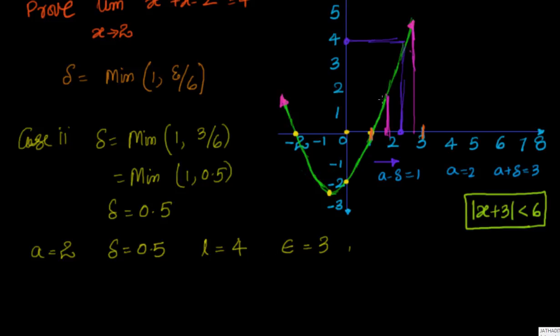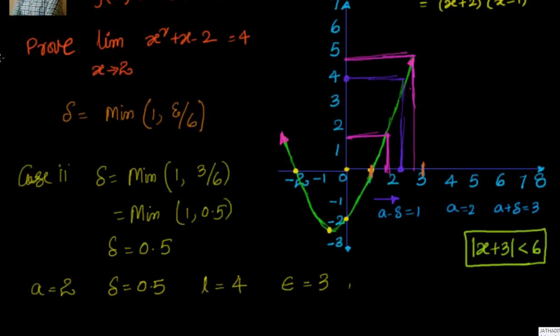Now this f of x, whatever you are getting, should be between L minus epsilon and L plus epsilon. Where is L? L is 4. 4 minus 3 is 1. So it should be between 1 and L plus epsilon, which is between 1 and 7. Can you see that? The values are already between the range you want.